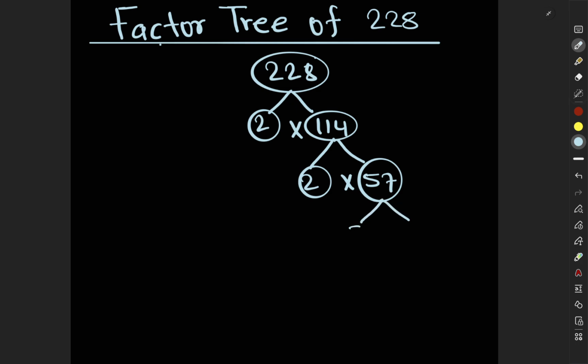57 can be written as 3 times 19. 3 times 19 means 57. So now we select the prime numbers among these numbers. So the prime numbers are 2, these 2, 3 and 19.